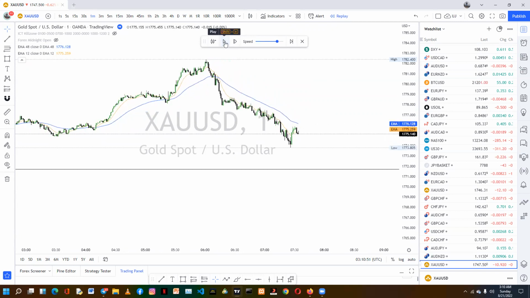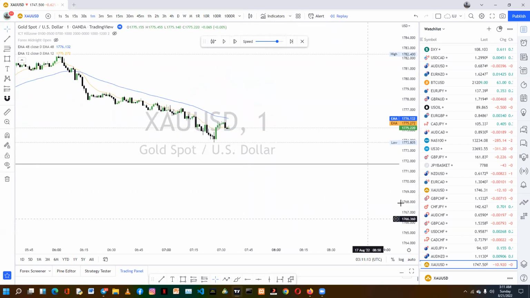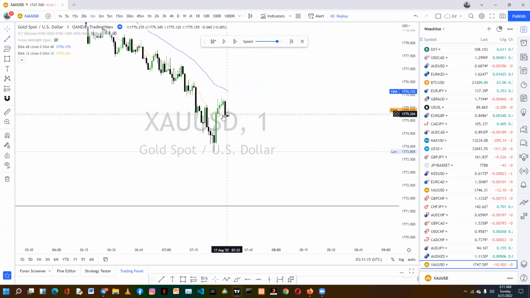Now we have come, see here, we didn't take the trade because even though we came above the 12 moving average, we didn't touch the 48 moving average. But at least you come close to the 48 moving average like this one. Now on this particular one, we've closed below the moving average and we are having what?